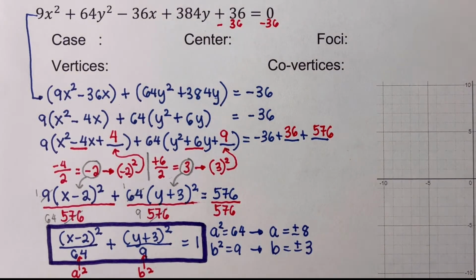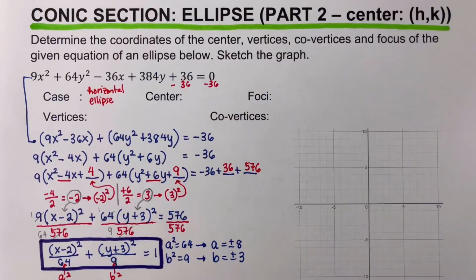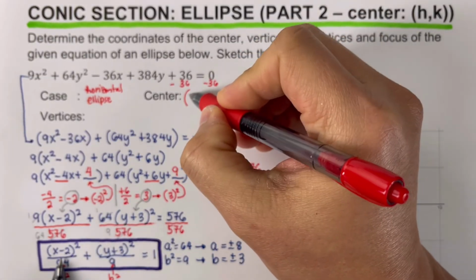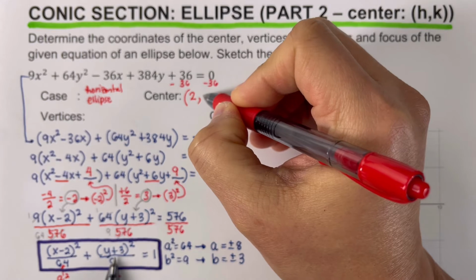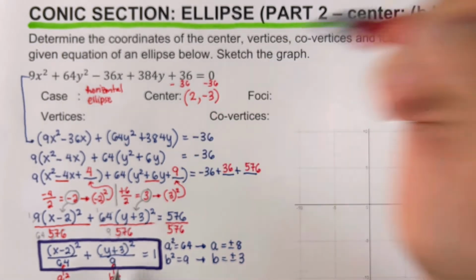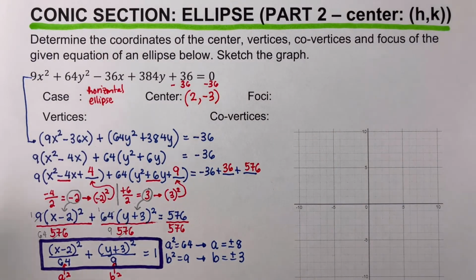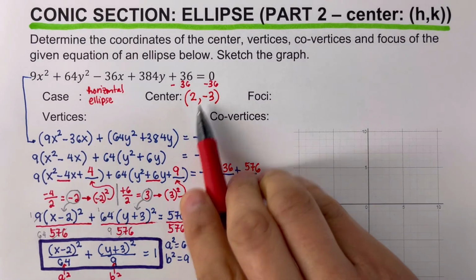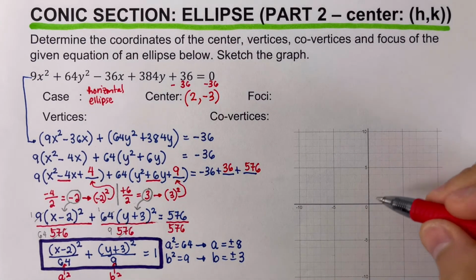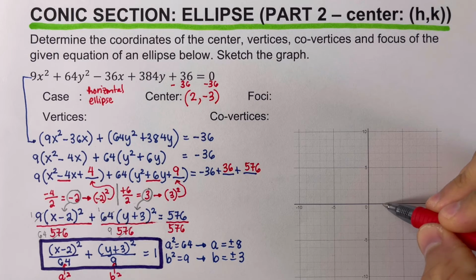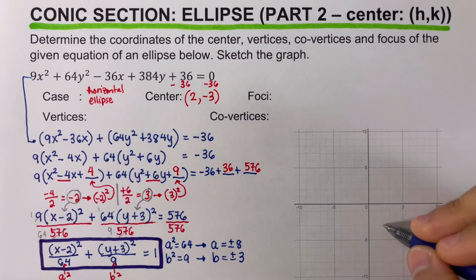So I'm going to go ahead and write it up here. Now, the center for this ellipse is the h, k. Remember, it's these two right here. So we remember we have to switch and switch. So then our center here is positive 2 and negative 3. And so I go ahead and plot the center here. So that would be on 2 and negative 3. So it's right here and negative 3 down here. So this is our center.